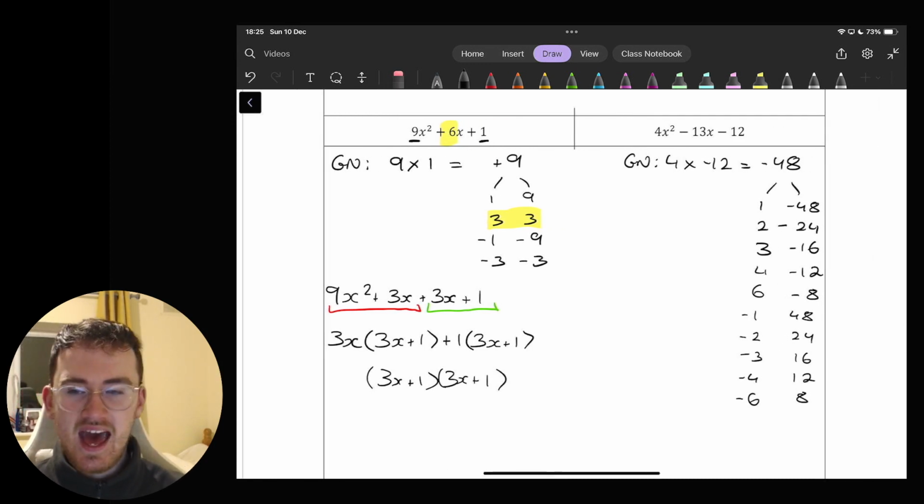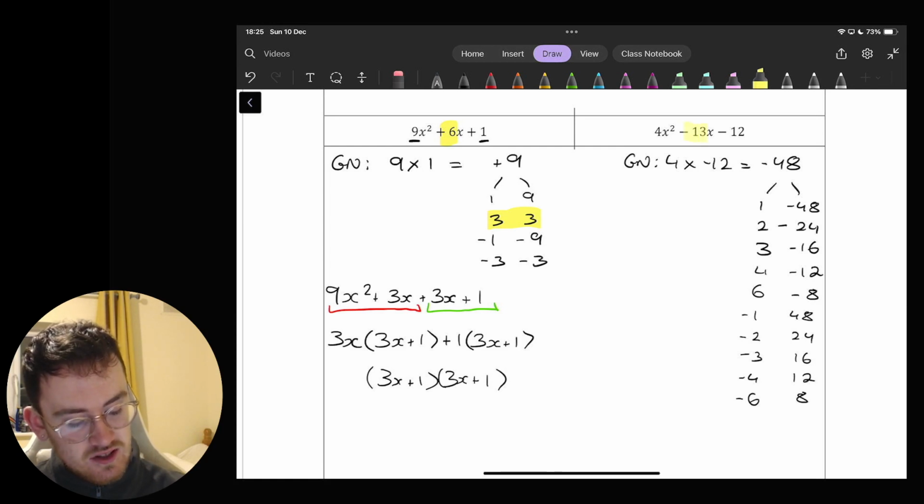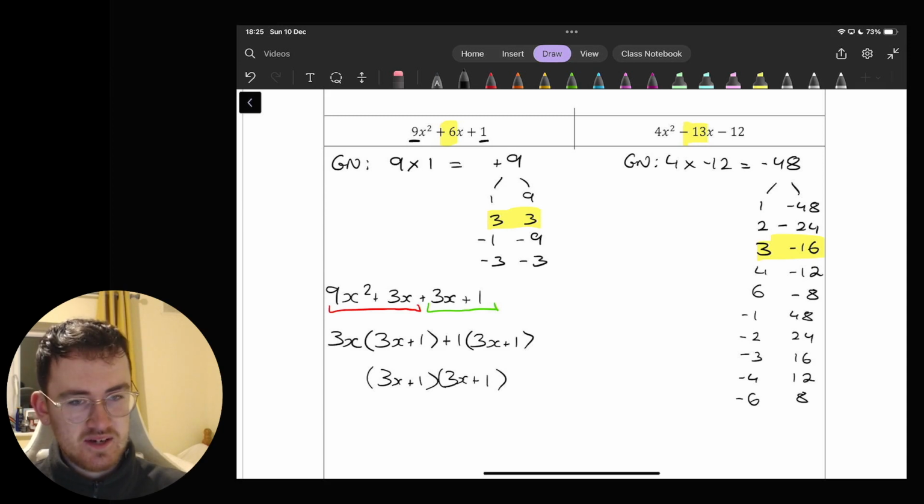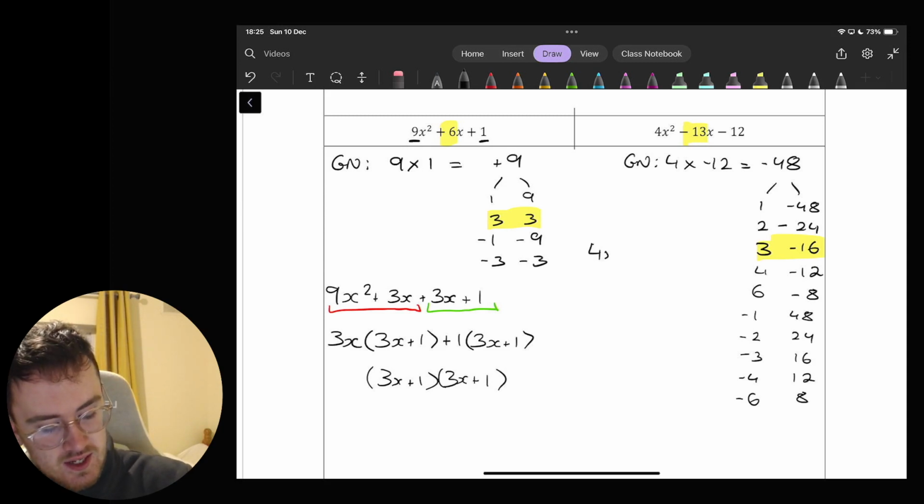It's just kind of habit for me here, I suppose, to some extent. So we're looking to get minus 13. That's going to be the 3 and minus 16 here that we had near enough at the top of the question. So let's go again. 4x squared minus 13x minus 12.